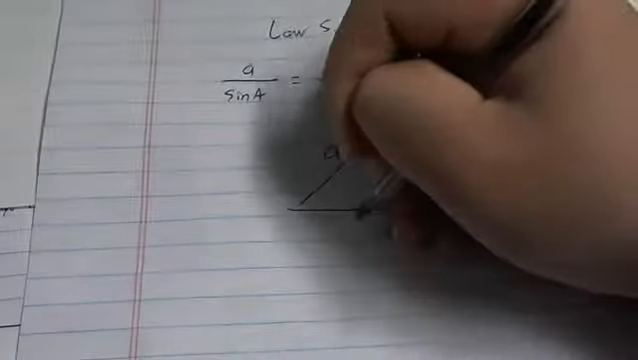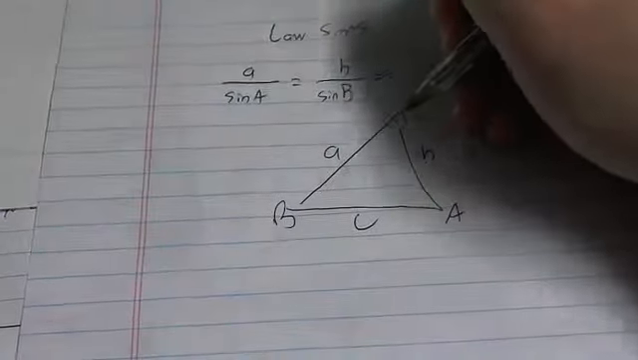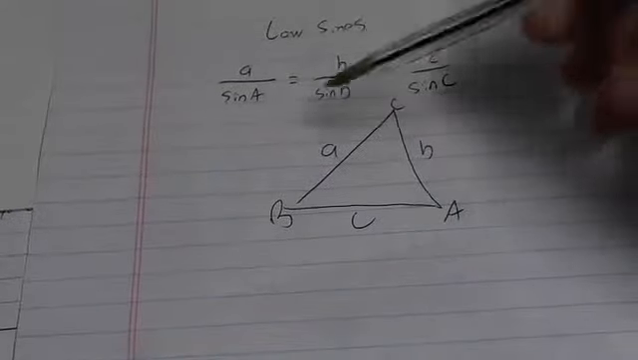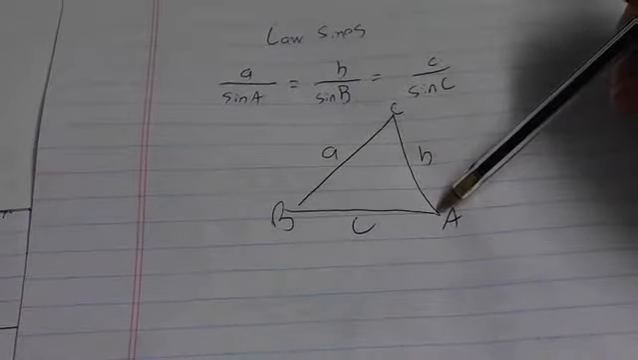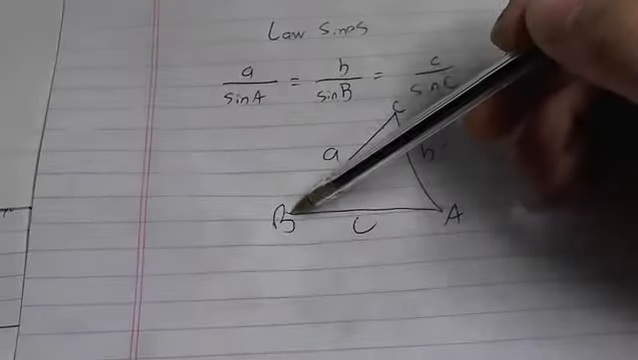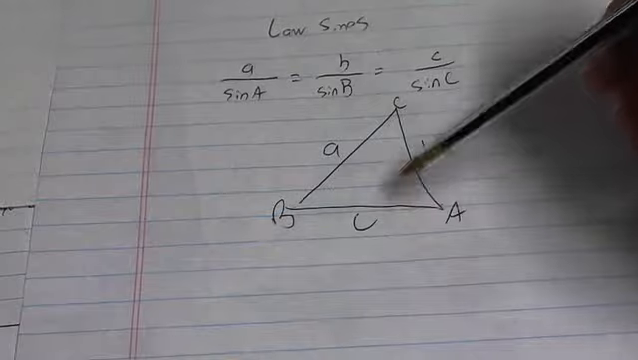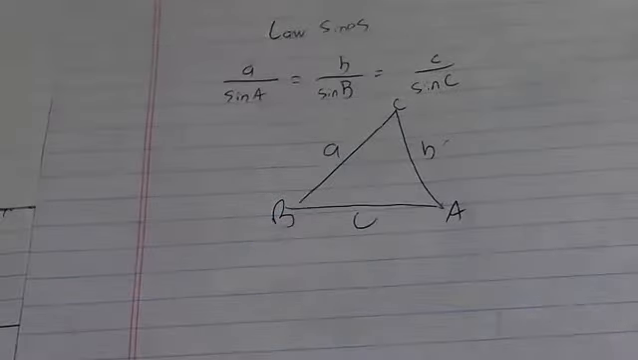So you have a triangle with sides A, B, and C. This is angle A, this is angle B, and that's angle C. So side A divided by sine of angle A is equal to B divided by sine of B, and side C divided by sine of angle C. That's pretty much it.